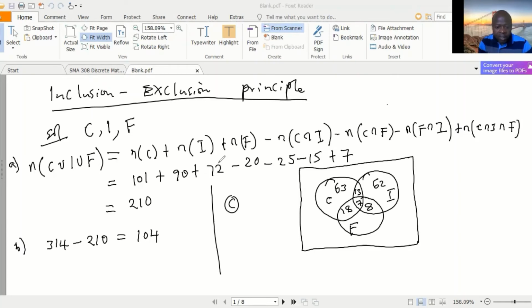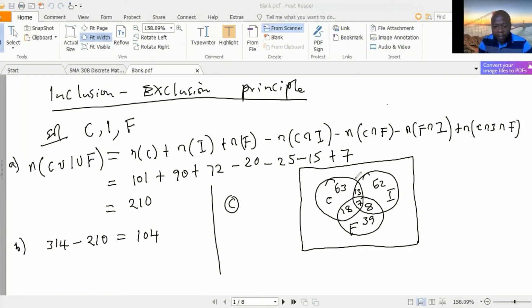Then the question says 70 took school fees. So this circle that represents school fees must have a total of 70. But we already have 18 plus 7 plus 8. So when we add this and subtract from 70, not 70, when we subtract from 72, we get that 9 is left here.